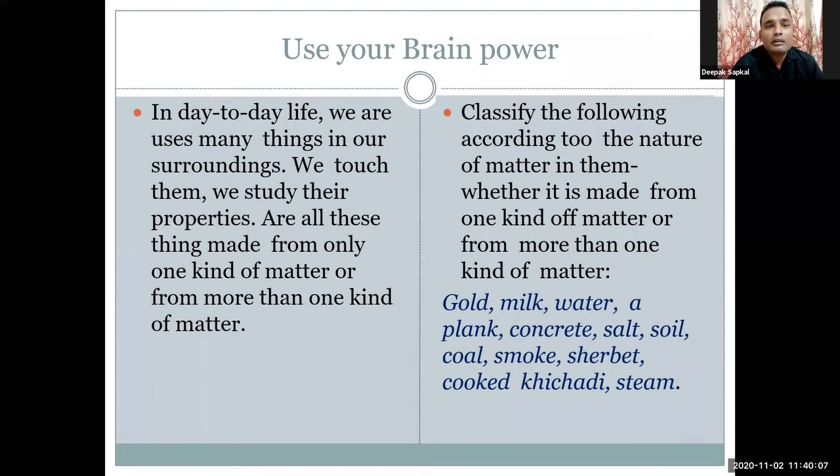See what they are saying. We can classify things by their different states, that is solid, liquid, and gas. Suppose the first example given is gold. Gold is a solid. Many substances are solid: the iron engraved idol, gold, a plank, concrete, salt, soil, and cooked khichdi. These are the solid substances.